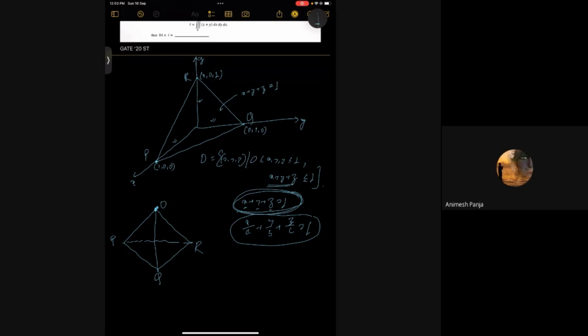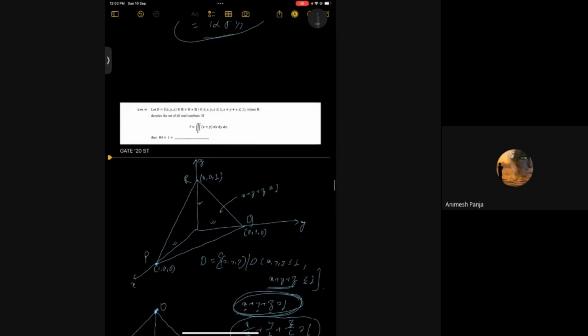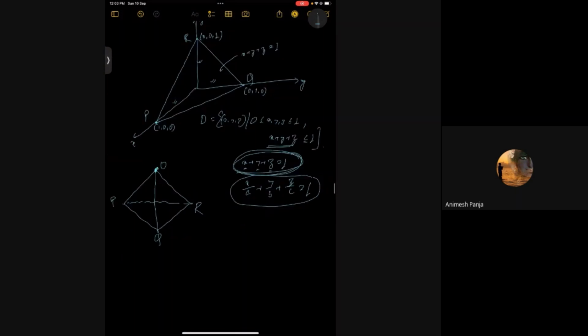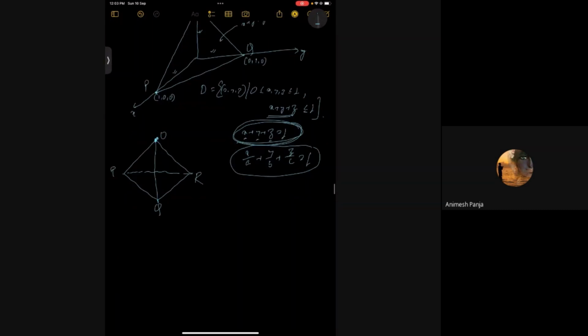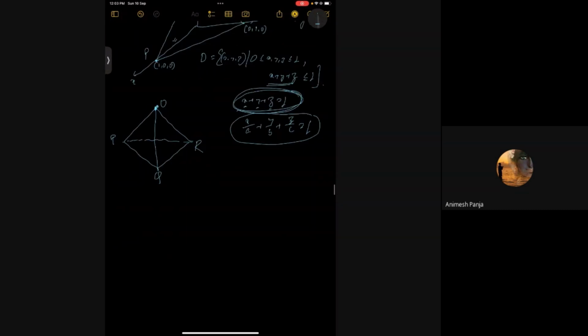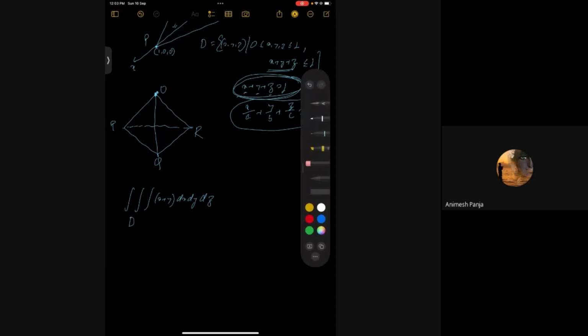Okay, so our aim is now to find this triple integral over this volume, the solid D, which is the tetrahedron. So let's see how we do this. The integral of x plus y, dx dy dz. I'll call it solid S.